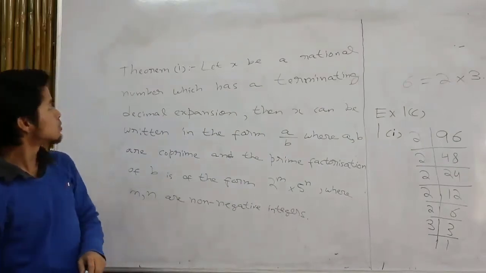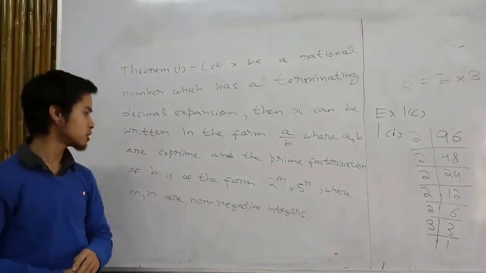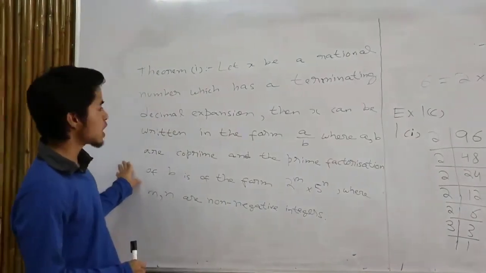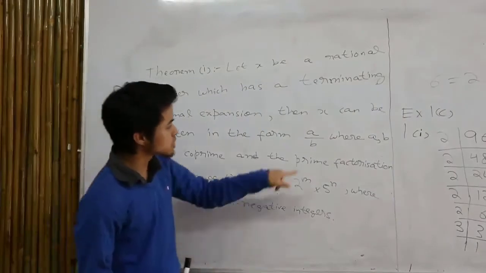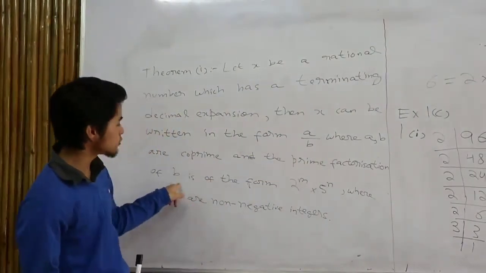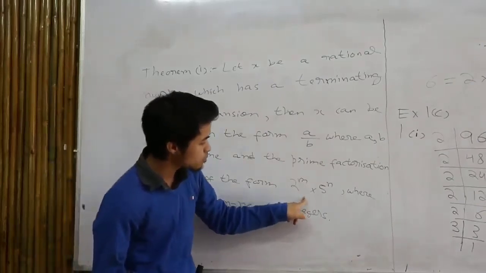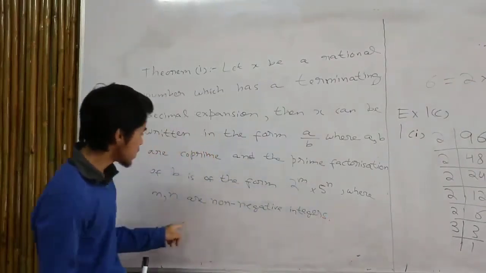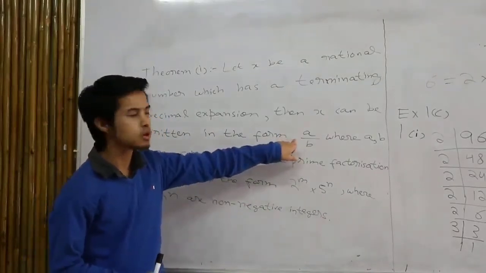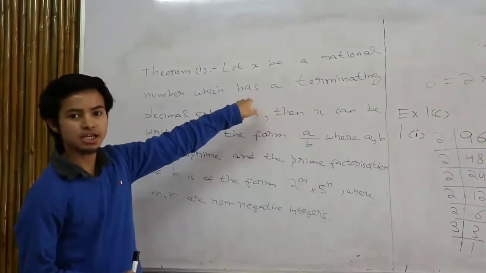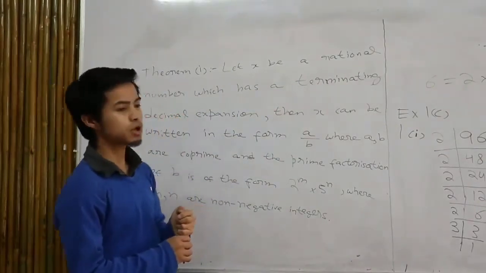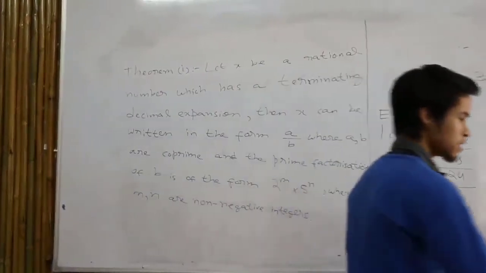Alright? So, let me just tell you the converse of this theorem. The converse of this theorem is also true, which means that if we have a rational number which is of this form, a by b, where a comma b are co-prime and the prime factorization of b is of the form 2 to the power m into 5 to the power n, where m comma n are non-negative integers, then that rational number will have a terminating decimal expansion. That's the converse part of this theorem. Alright, so now let me do the second theorem.